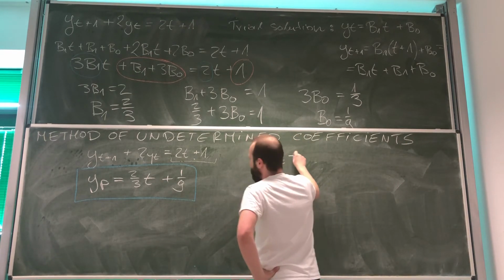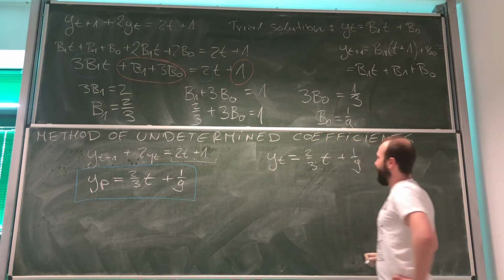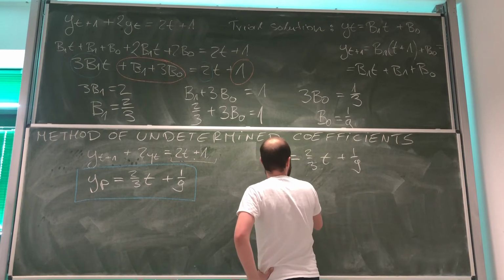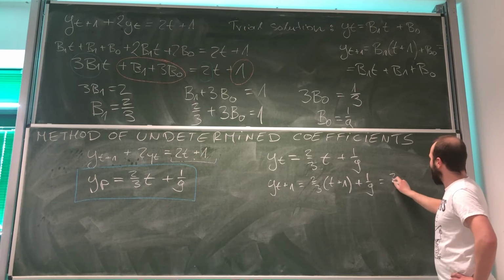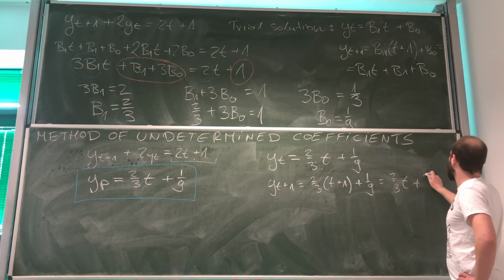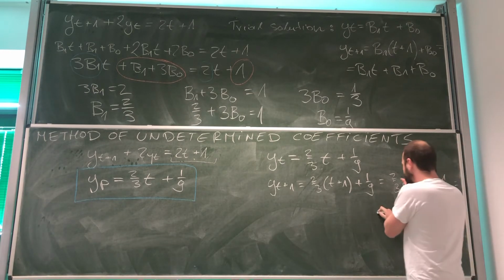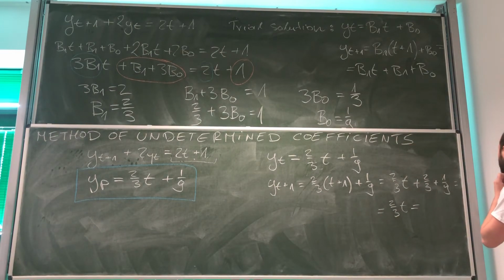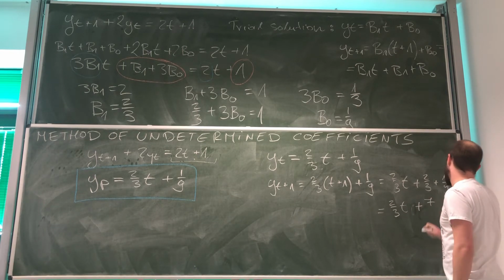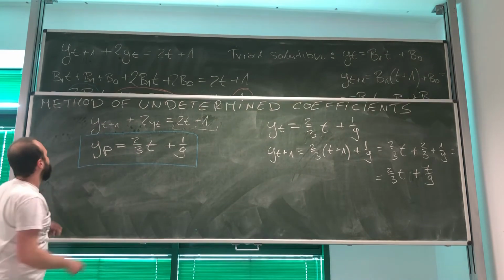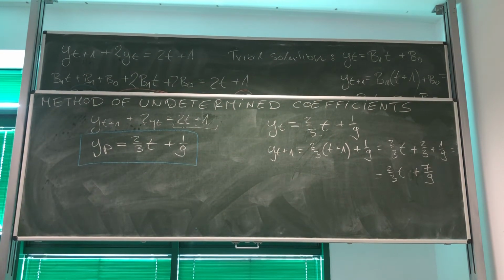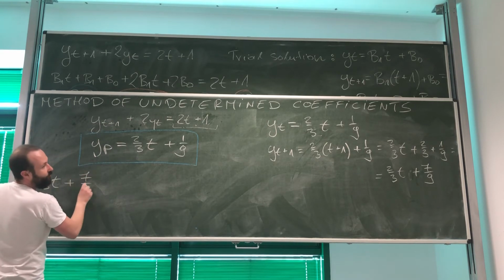Look, we've got yt, of course, is equal to 2 over 3t plus 1 over 9. In this case, yt plus 1 must be equal to 2 over 3 times t plus 1 plus 1 over 9, which is equal to 2 over 3t plus 2 over 3 plus 1 over 9, which gives us 2 over 3t plus 7 over 9. Okay, so now let's substitute those two into our equation, and let's make sure that what we got is actually a correct answer. Okay, so the first part, so yt plus 1 is 2 over 3t plus 7 over 9.